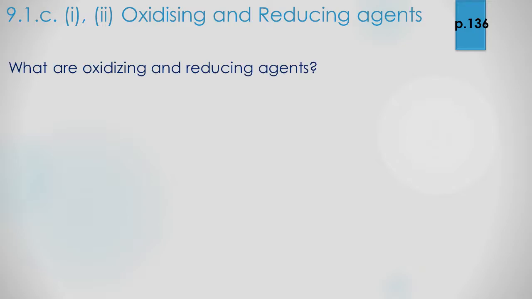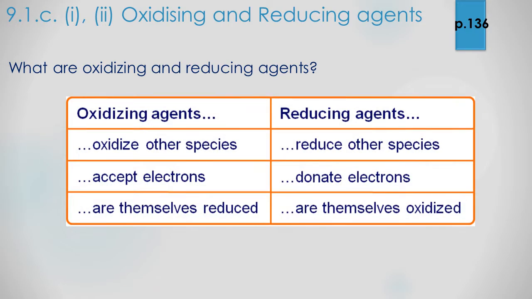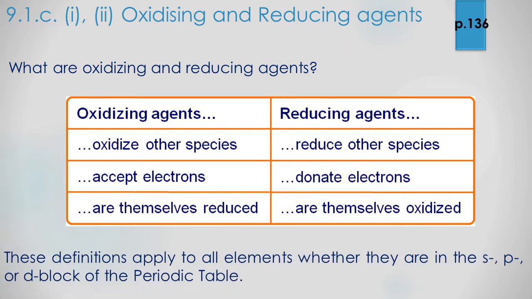What are oxidizing and reducing agents? An oxidizing agent oxidizes other species, accepts electrons, so it is itself being reduced. Therefore, if you have an oxidizing agent, it is itself undergoing reduction, gaining electrons, and oxidizing other species. A reducing agent, on the other hand, reduces other species, itself undergoes oxidation, and donates or loses electrons.